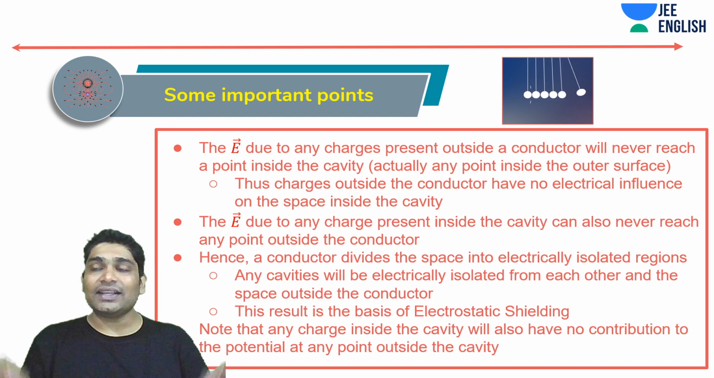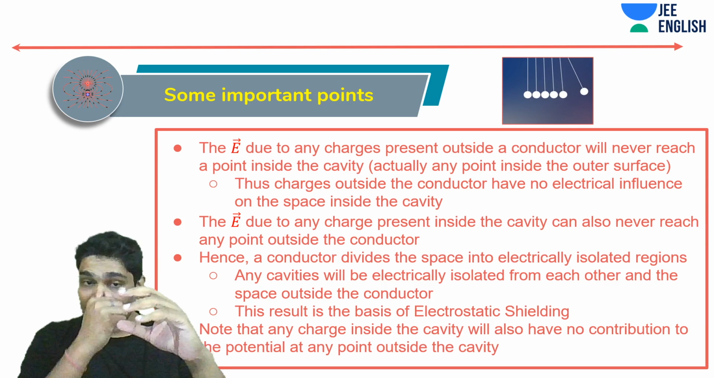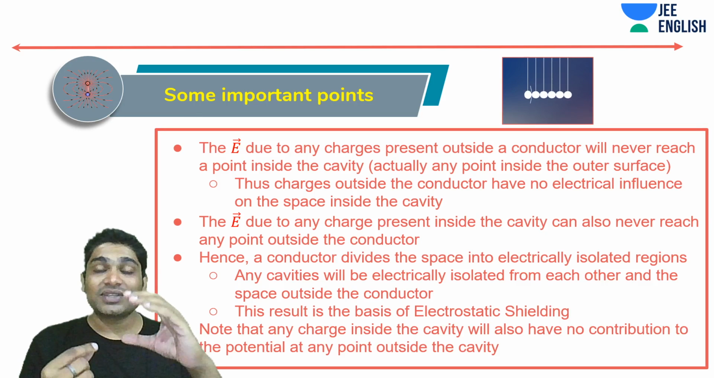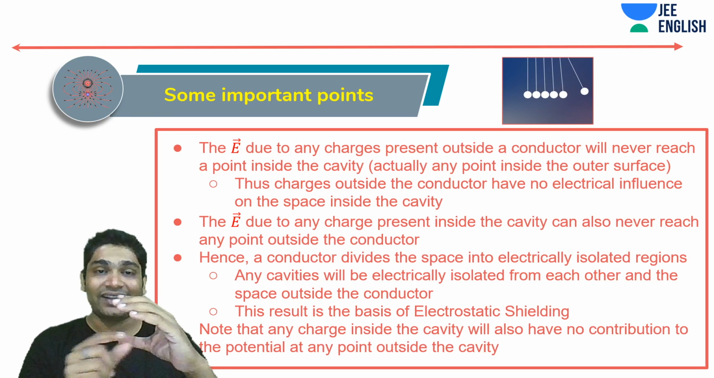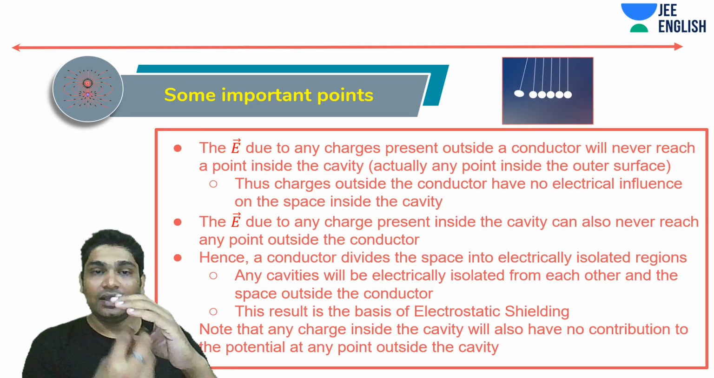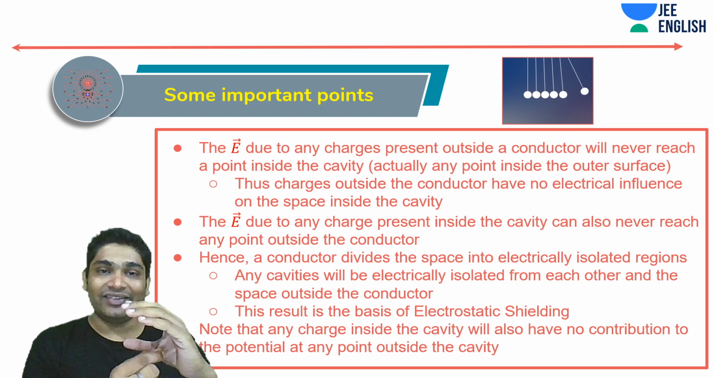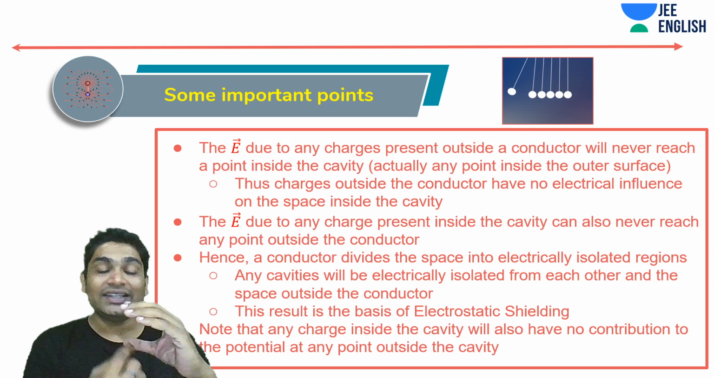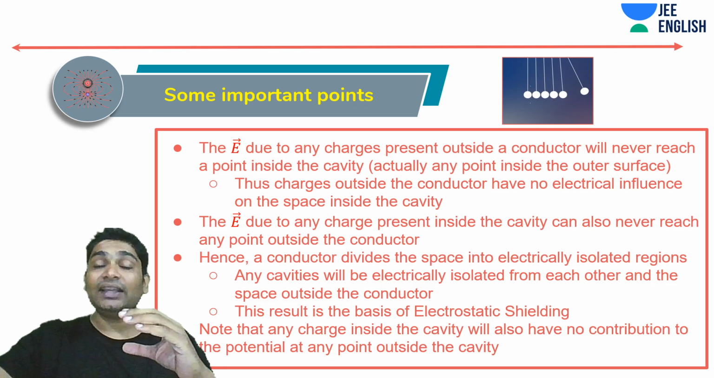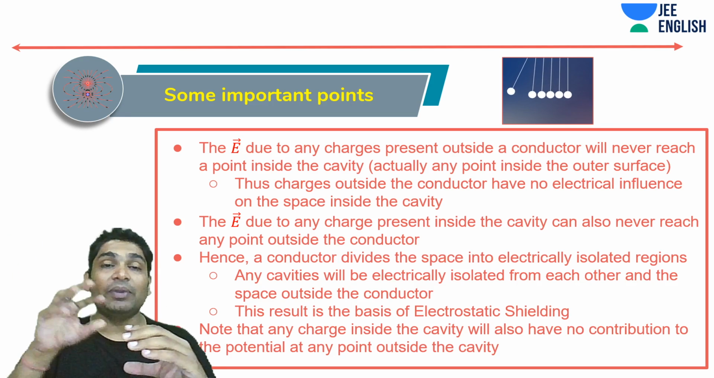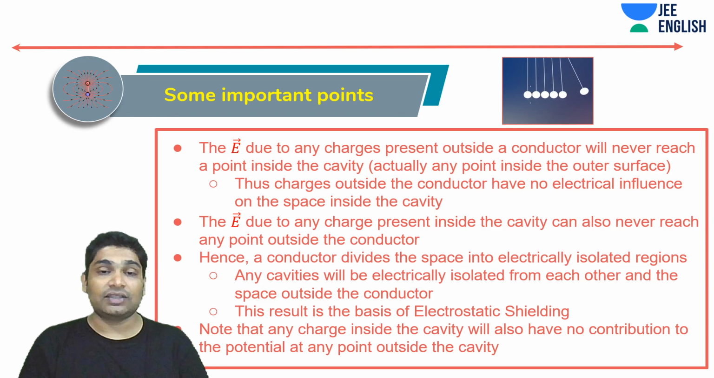So remember, what happens in case there are multiple cavities inside a conductor? Let's say a conductor has a lot of cavities. Now each cavity itself becomes an electrically isolated space. None of the cavities can influence each other electrically. Whatever is happening in this cavity will be due to whatever charges are present inside this cavity. No charges outside this cavity can influence anything happening inside it. So if you have multiple cavities, all these cavities and the volume outside the conductor become separate electrically isolated segments. All right. So remember that. That's a very important thing.